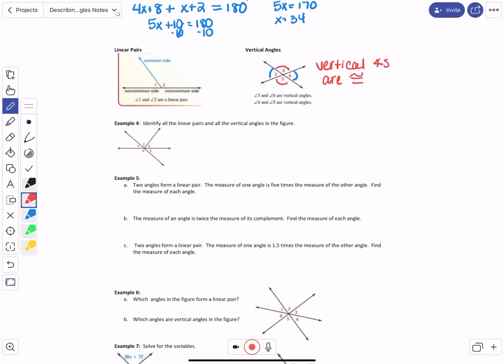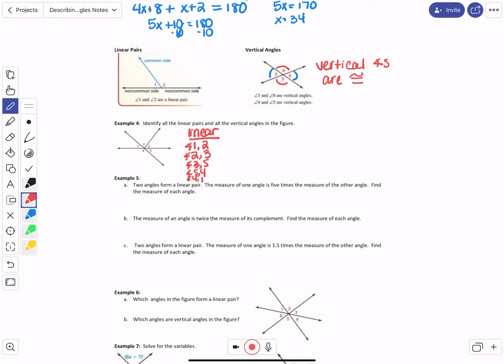So for example, identify all linear pairs and all vertical angles in the figure. So if we make a list here, linear pairs would be angles 1 and 2, angles 2 and 3, angles 3 and 5, angles 5 and 4, and angles 4 and 1. Those would be linear pairs because they're sharing that side.